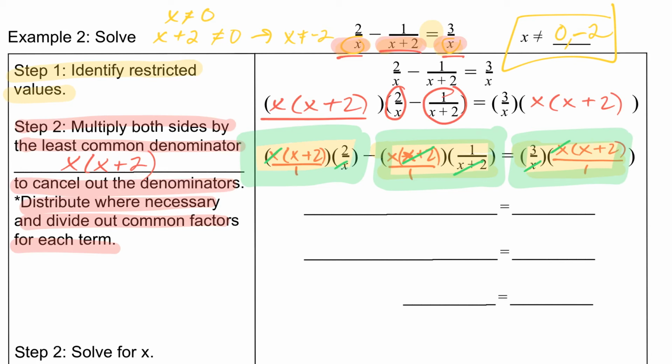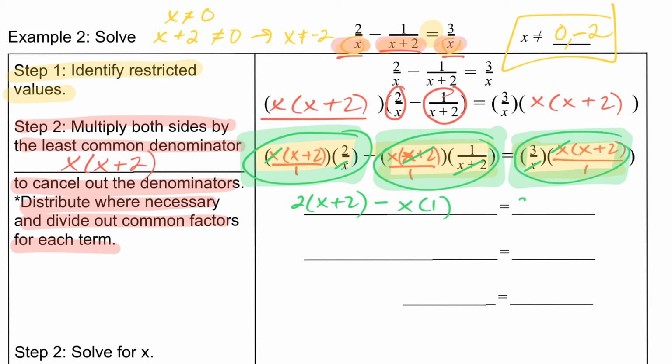So what I now have left is over here, I have 2 left times x plus 2. Over here, I have x times 1. And then over here, I have the 3 and x plus 2 left over to distribute. We're going to simplify these out. 2x plus 4 minus x, and then 3x plus 6 to help us go on to step 3, which is to solve for x. So let's start combining some more like terms because we can.